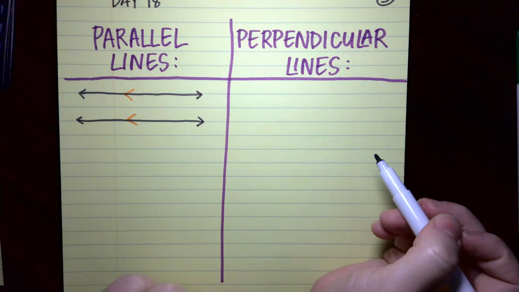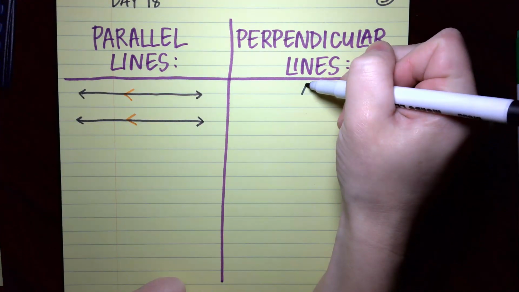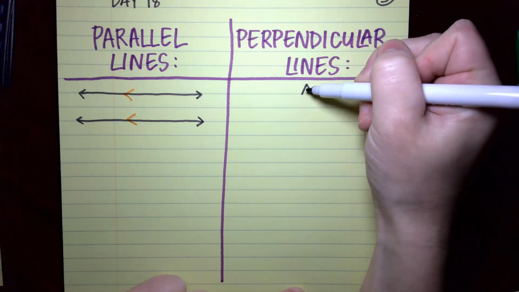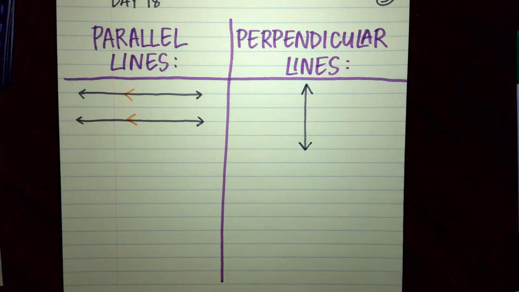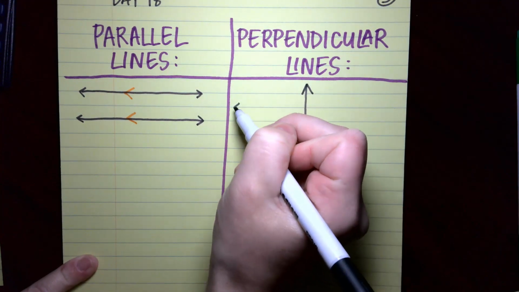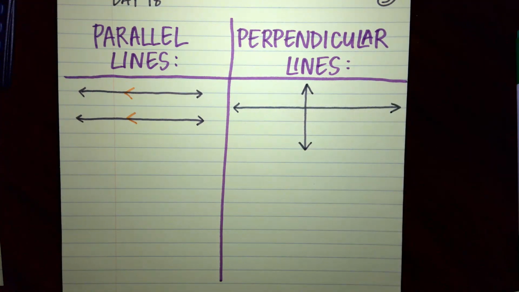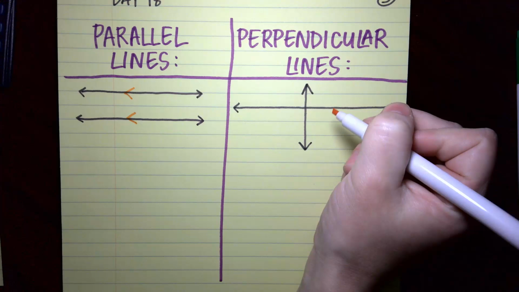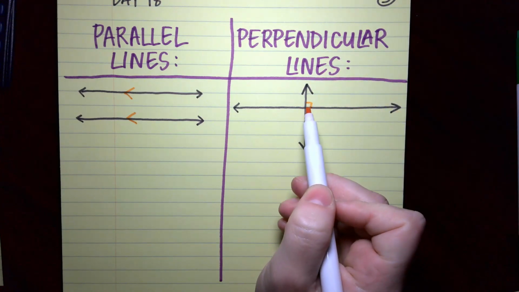Now, once you've done that, we're going to draw perpendicular lines. I'm going to start with one line going as close to straight up and down as I can. And then I'm going to draw another one on one of these straight lines like this. The way that we indicate that lines are perpendicular is we put a little box in one of the corners, which means that we have a right angle.